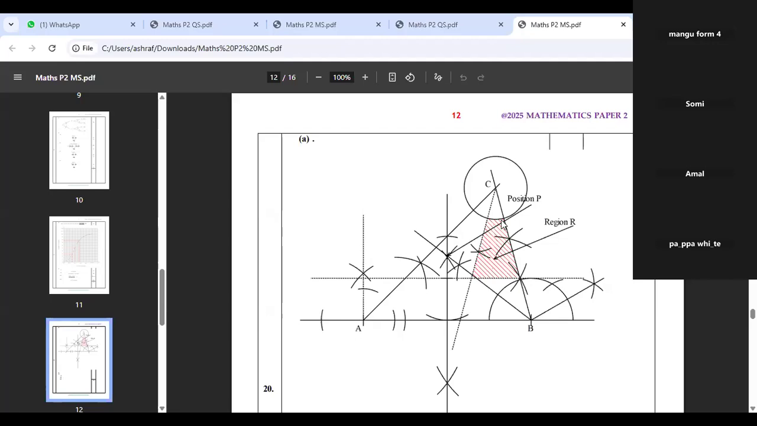So all the three loci are intersecting in that region that has been shaded red. So that red is the region where R is.